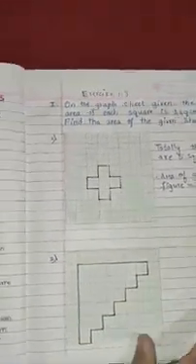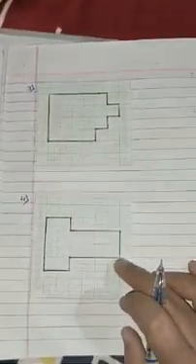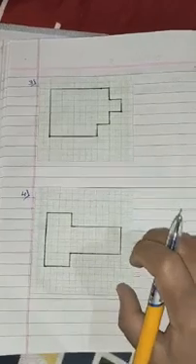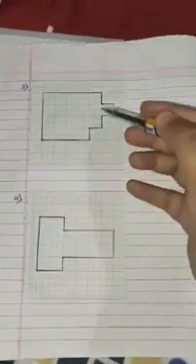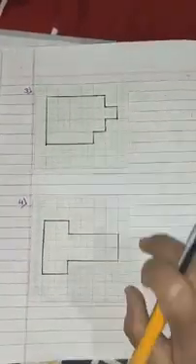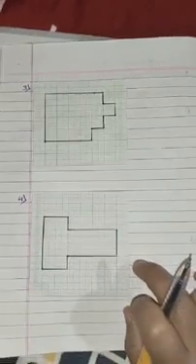Okay, now come to the second one. This is homework for you. Try to do this one. Next, here are 2 more shapes drawn on the graph sheet. You all have to take a graph sheet and cut it into small pieces, draw the same figures on that graph sheet, and try to find out the area of the given shapes. Okay, children?